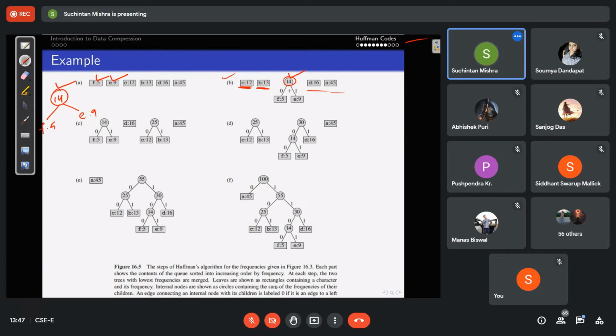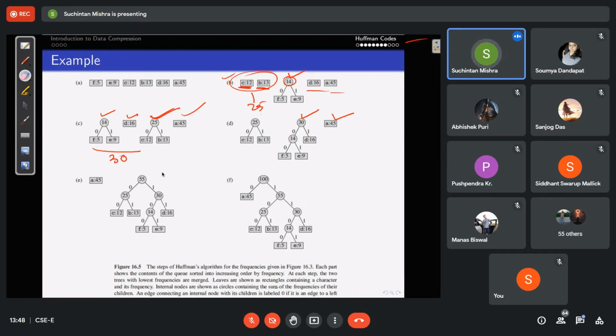In the next step, again these two least frequency nodes will be combined to become a new node, 25. This 25 will be placed in the third place, so 14 will come first, then D16, then 25. And as usual, A45. Now we combine this 14 and 16. If you combine 14 and 16, the total value will be 30. So first 25, then this new node 30 will come. After combining, A45 is there as usual.